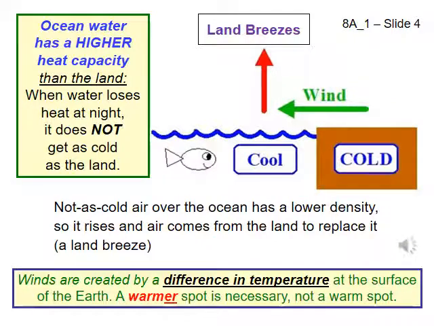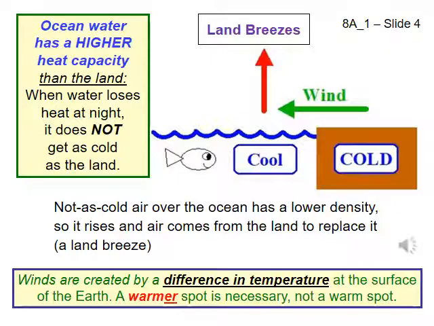Slide 4. The opposite happens at night. Both the land and ocean radiate heat into space, but when the land gives up heat, its temperature drops a lot more than water due to its lower heat capacity, so the land becomes colder than the ocean. The air over the ocean is not warm, but it is warmer than the cold air over the land. Thus, the not as cold air over the ocean has a lower density than the air over the land, so the air over the ocean rises, and colder air from the land moves out to the ocean to replace it. The air moving from the land to the ocean is the land breeze.